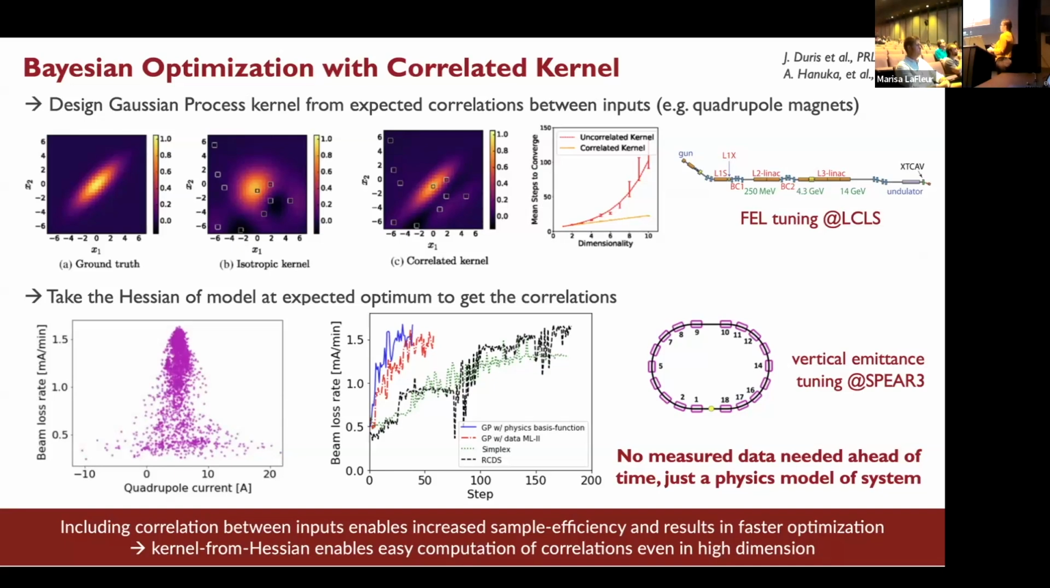Just to start diving into how we're starting to use more comprehensive physics models to speed up these processes. We have started using things like expected correlations from physics and injecting those into the Gaussian process model to enable essentially the expected correlations to be learned more quickly. This is an example showing that process. And that in turn translates to faster tuning on the accelerator. And similarly, we found that if we have a differentiable model, we can, in many cases, take the Hessian of that model at the expected optimum in simulation and then use that to very quickly, for a high dimensional system, find a good correlated kernel.